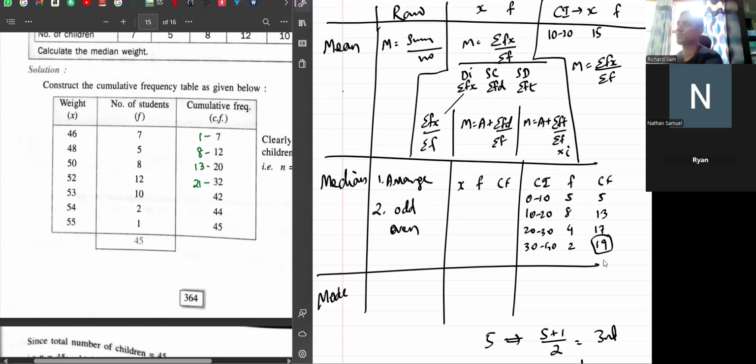So now which is the median? There are 19. 19 plus 1, 20, divided by 2. That's 10. So where does the 10th student fall? Which category? Yeah, between 10 and 20. Right, because this is 13. So the 10th student is between 6 and 13. Yes? So now you only know that the median weight or height is between 10 and 20. You don't know the exact value. So how will you find the exact median?